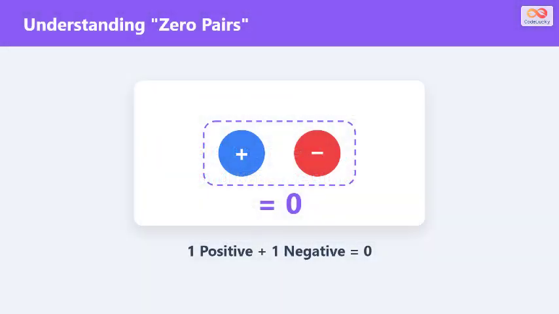Now, before we look at different signs, we need to understand the concept of a zero pair. When you have one positive and one negative, they cancel each other out completely to equal 0. Think of it like digging a hole and then filling it back up.